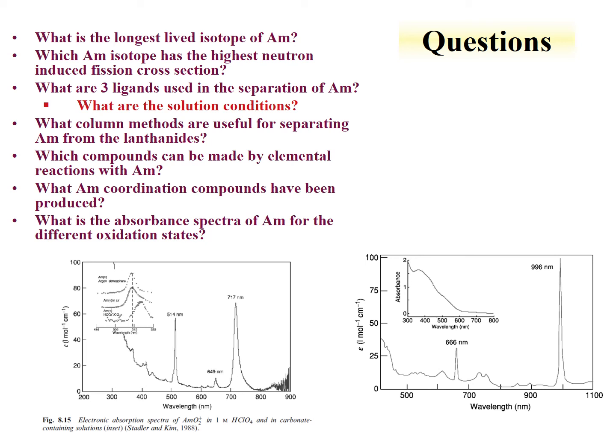And what are the absorbance spectra for americium in the different oxidation states? Here we have an example of two. This is americium 5. You see some indicative peaks, particularly here at 514. And then for americium 6, we see this peak near 1000. And if we had americium 3, we would see a peak closer to 500. So there's a smaller peak, about 503, for americium 3.